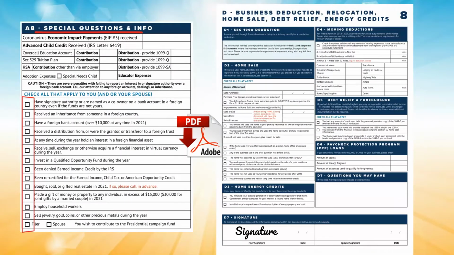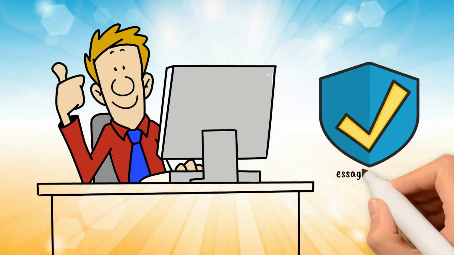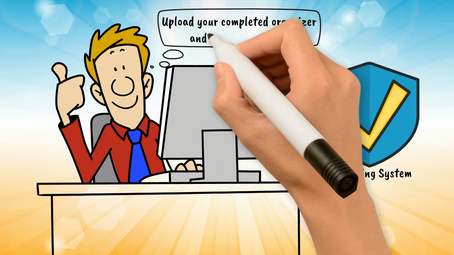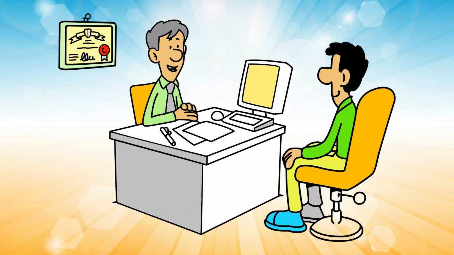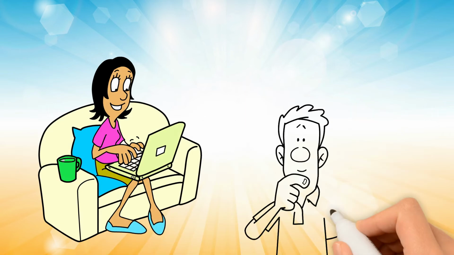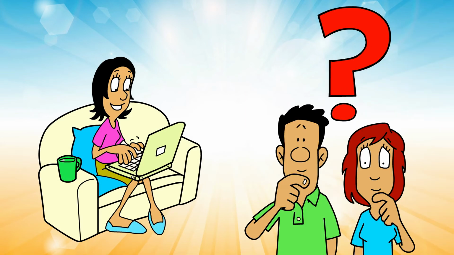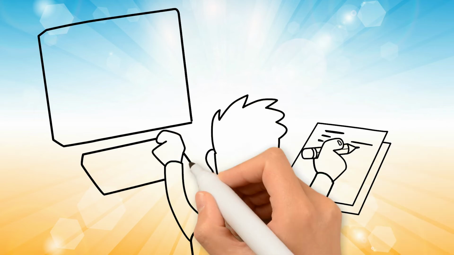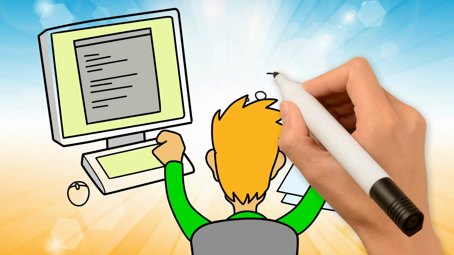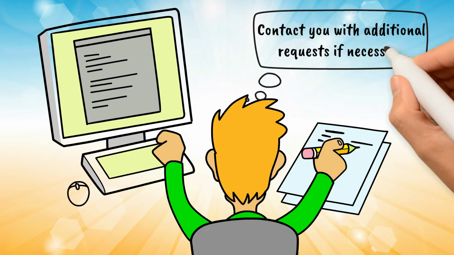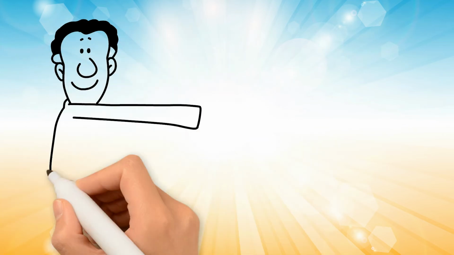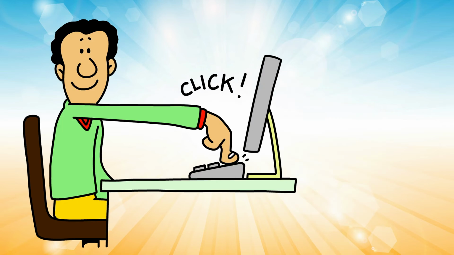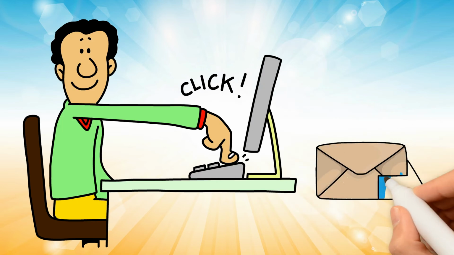You can use our secure portal messaging system to upload your completed or mostly completed organizer and other documents prior to your appointment. You should note any sections which you may have questions on to discuss during your meeting. We will place your return in our first in, first out preparation queue and contact you with additional requests if necessary. You can always check the status of your return on your portal dashboard and send us messages or additional documents if necessary.